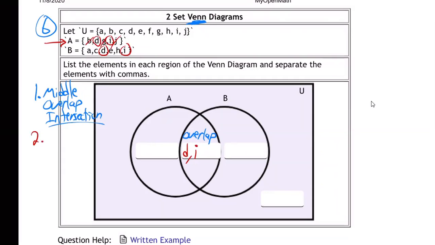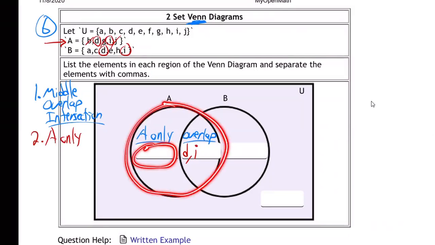Step 2, now do the A only section. Right here is the A only section, right? Because if something's out here, if something's in this area, it's only in circle A, notice. It's not in circle B, right? This is the A only area. See how that's true on the circle? Just A.